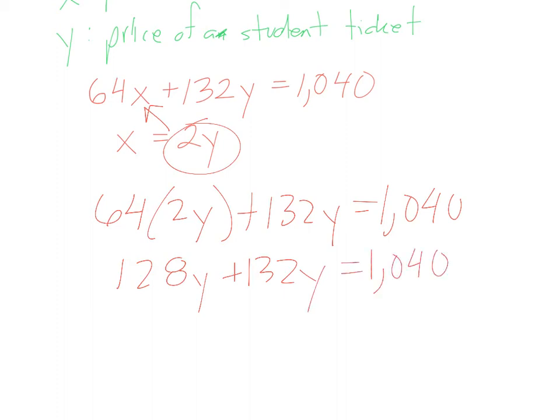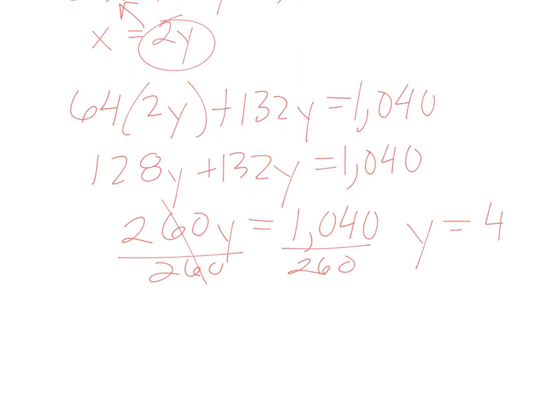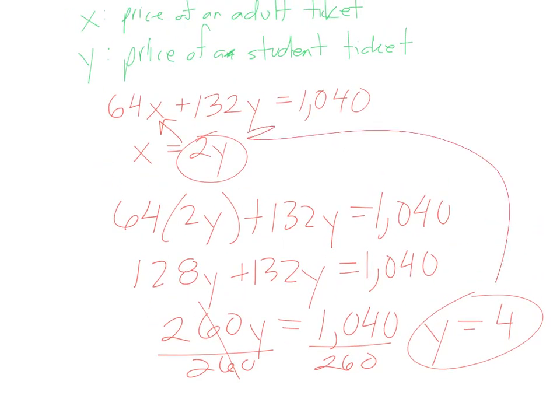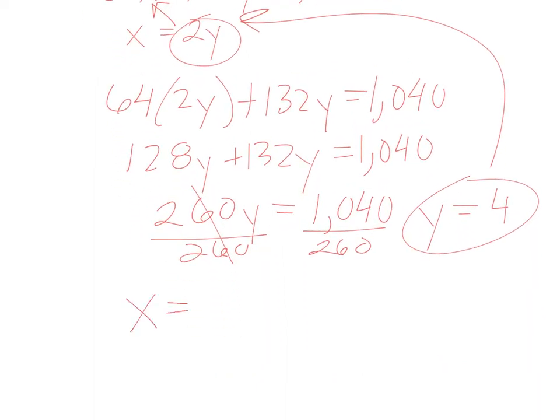And then, adding these together, I get 260Y is equal to 1,040. And 260 goes into 1,040 4 times. Okay, so I have Y now. It's an important piece of information. Now all I have to do is plug Y back in to one of the original equations, and I could solve for X. So X is equal to 2 times 4, 8.